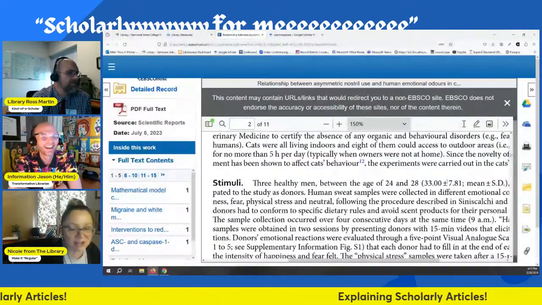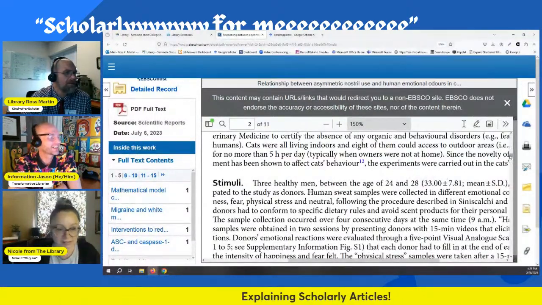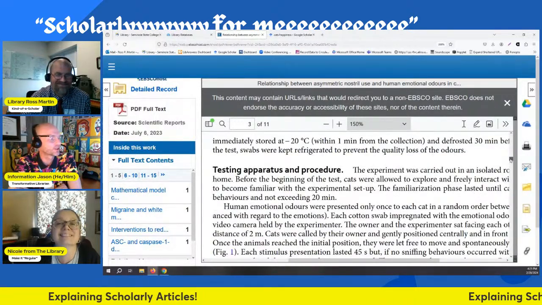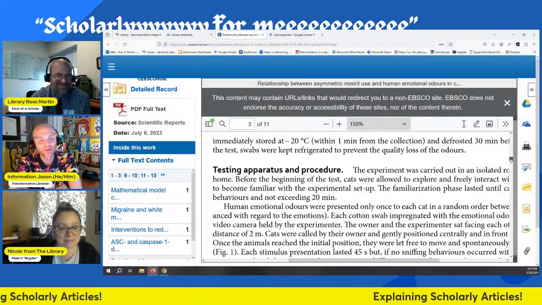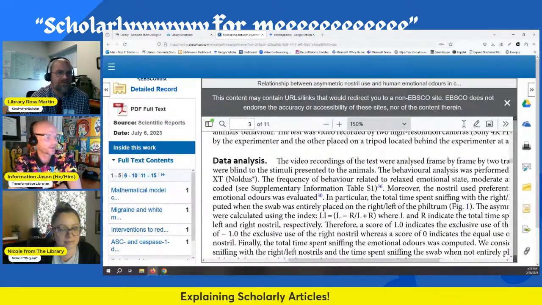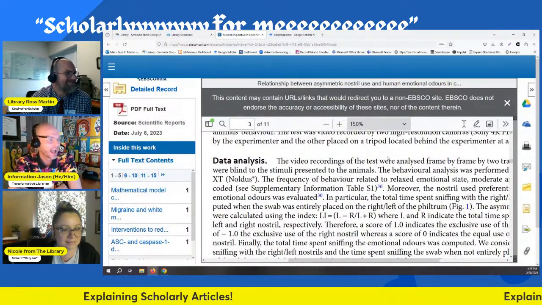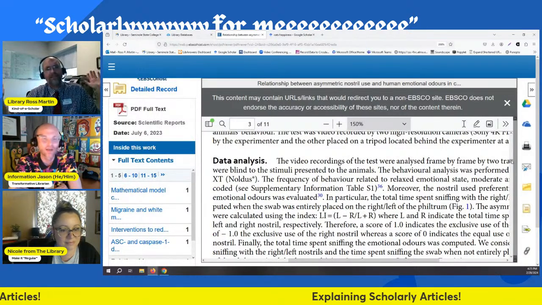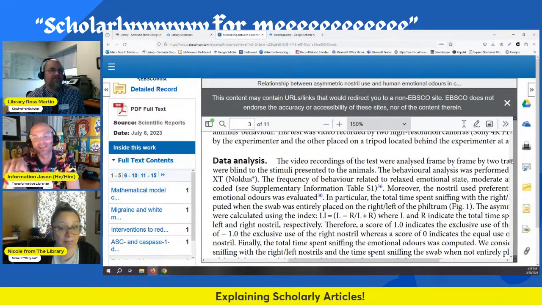You're already at the results and conclusion? That's not right, in the cat's nostril use while sniffing human emotional odors. So there's a lot to unpack there. The fact that dogs and cats do have significant asymmetries, and why is the cat sniffing human emotional odors, and what is a human emotional odor? There's a lot going on in here.